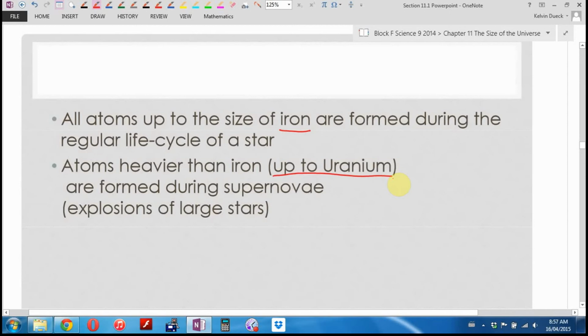They're formed during supernovas, supernovae. In fact, sometimes they're even visible during the day.